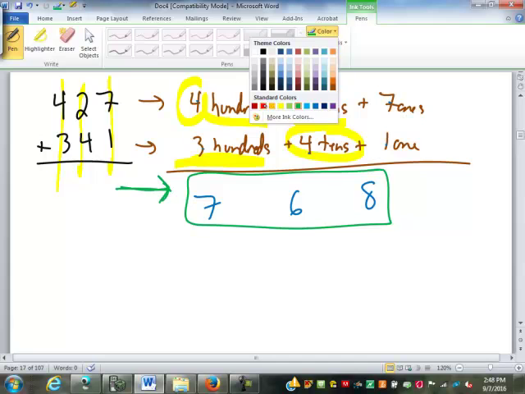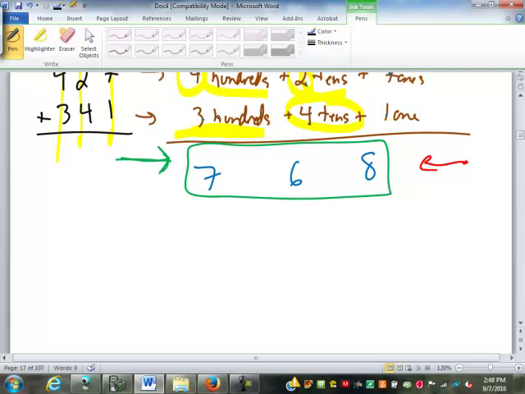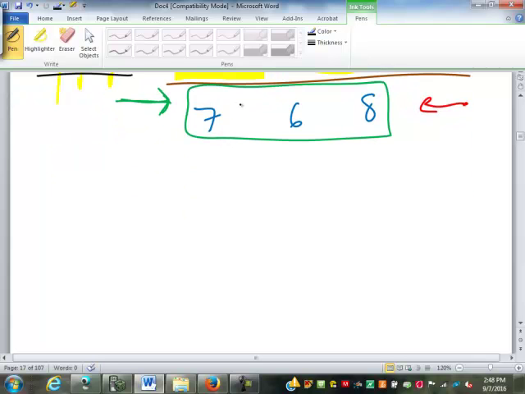We've always been taught that you should start on the right and work your way back to the left. Why? Why do we want to go from right to left? In case we have to. You were saying it?